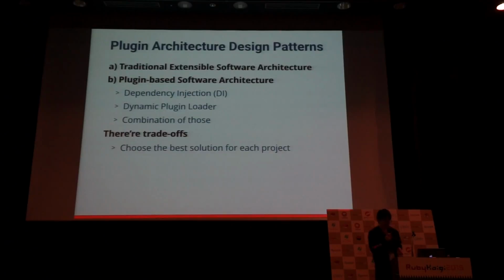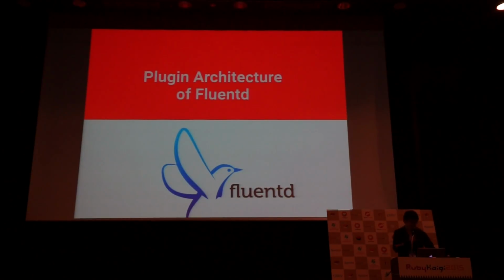So for those, we need to think about trade-offs. If you have an existing monolithic application, it's probably very difficult to change it to use dependency injection, because by design, the application needs to use dependency injection. So in that case, you want to use the traditional architecture, which is good enough. But if you design a new system, probably you want to use dependency injection and a dynamic plugin loader. Okay, so those were the overviews of the plugin architecture. Then I will talk about an example, an actual implementation I created. So Fluentd.